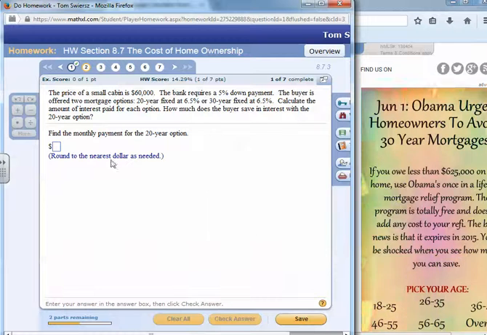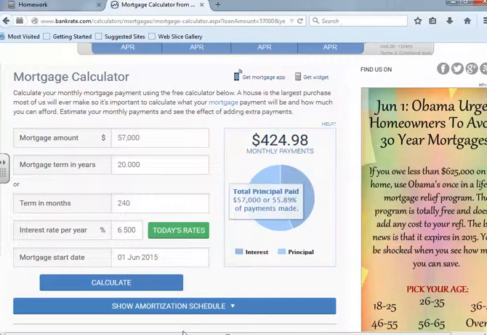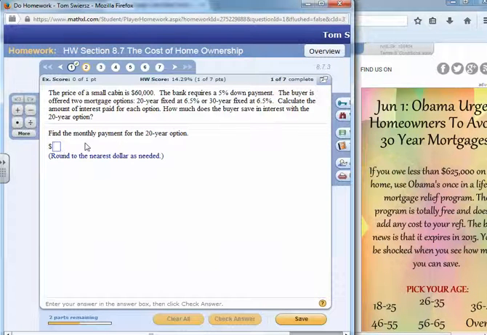Going back to our homework, round to the nearest dollar. $424.98 will round up to $425, since it is 98 cents. So the nearest dollar is $425.